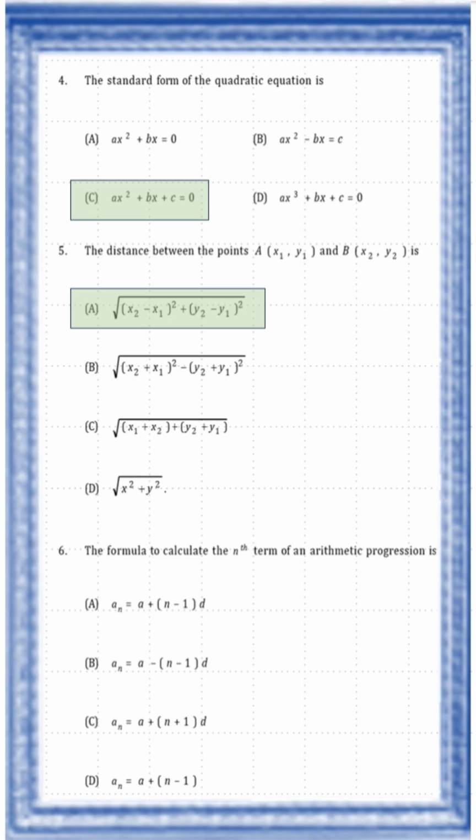The formula to calculate the nth term of an arithmetic progression. This is also very easy. Option A is correct. An is equal to a plus (n minus 1) into d.